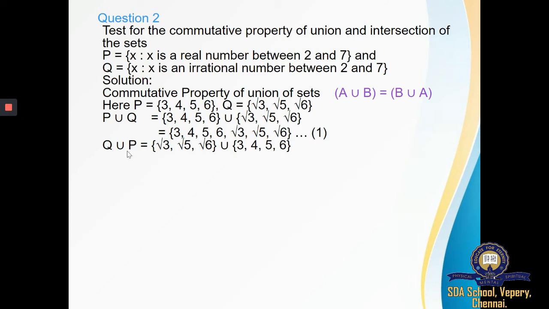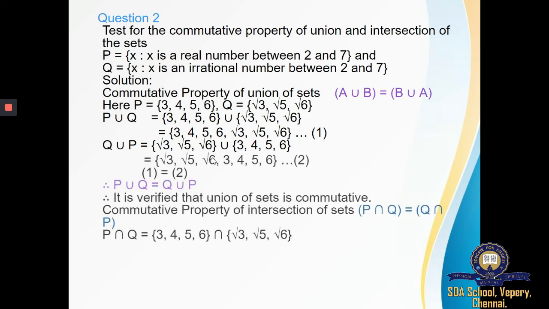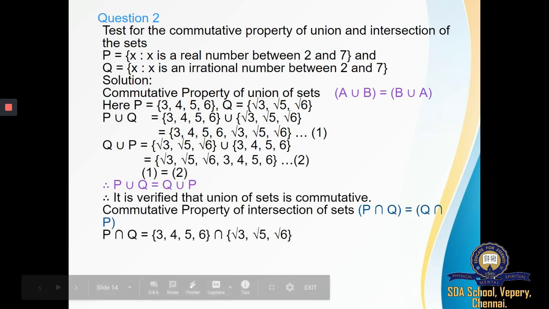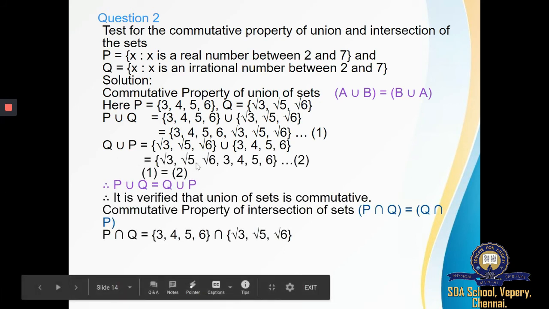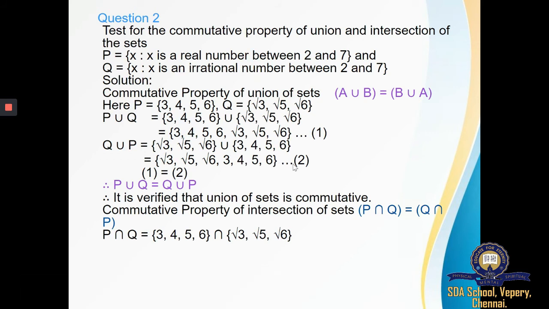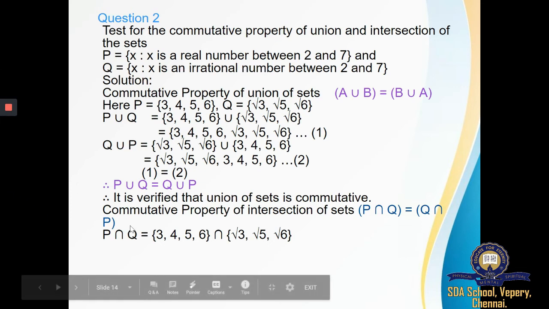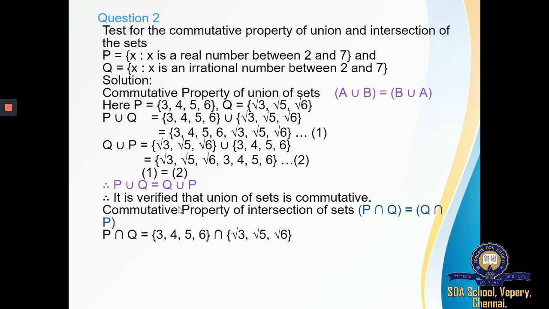Next, I have to find Q union P. Q I have written down first, and then I have written down P. Next, I have to do the union of them. If I do the union of them, what do I get? I get all the elements but without any repetition. Let me mark this as equation 2. Now, if you see carefully, you will be able to see that equation 1 and equation 2 are equal to each other, right? Which means that union of sets is commutative. We have proved it, right? Yes, students.